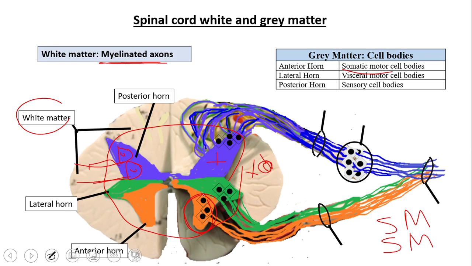They are voluntary. Then the lateral horn is also motor, but we don't control the movement coming from the lateral horn. This is the visceral motor cell bodies. So visceral meaning the viscera is going to move like the stomach, small intestine to move the food downstream, for example. So both the anterior horn and lateral horn are motor, but the anterior horn controls our skeletal muscle, so it has the somatic motor cell bodies. The lateral horn has visceral motor cell bodies.